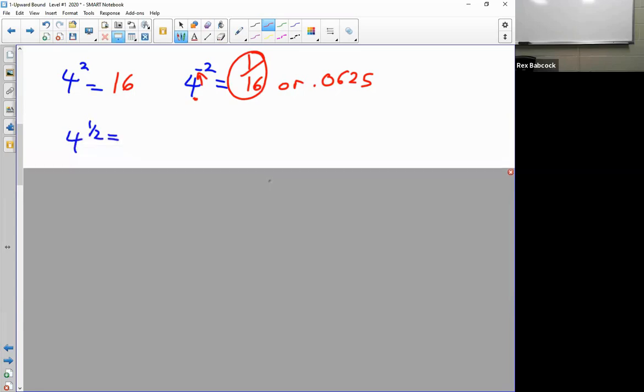What is 4 to the 1/2? Fractions. Oh, have you ever done fractions as exponents? They are roots. In other words, really, this is the square root of 4. This tells me it's a square root. Well, the square root of 4 is 2.